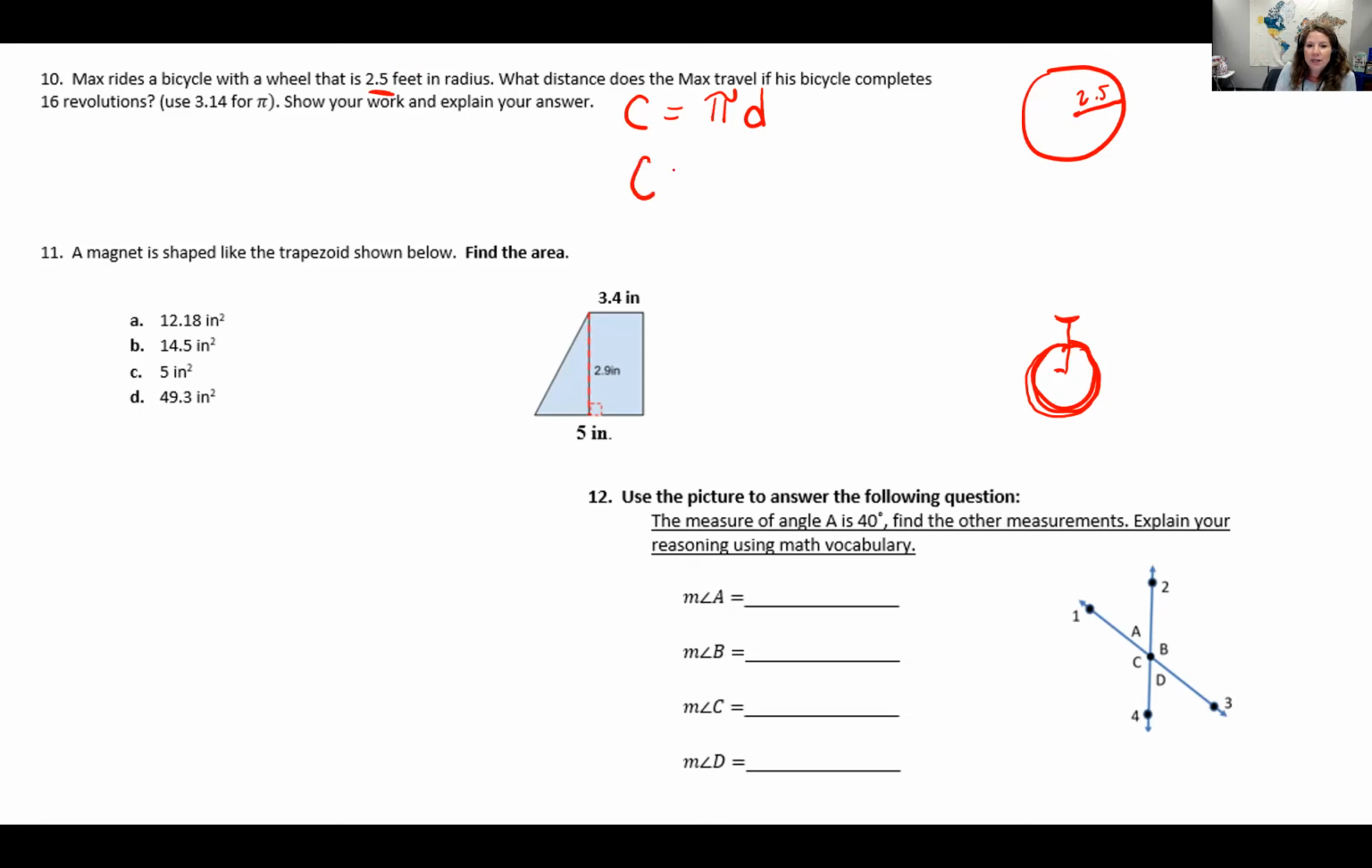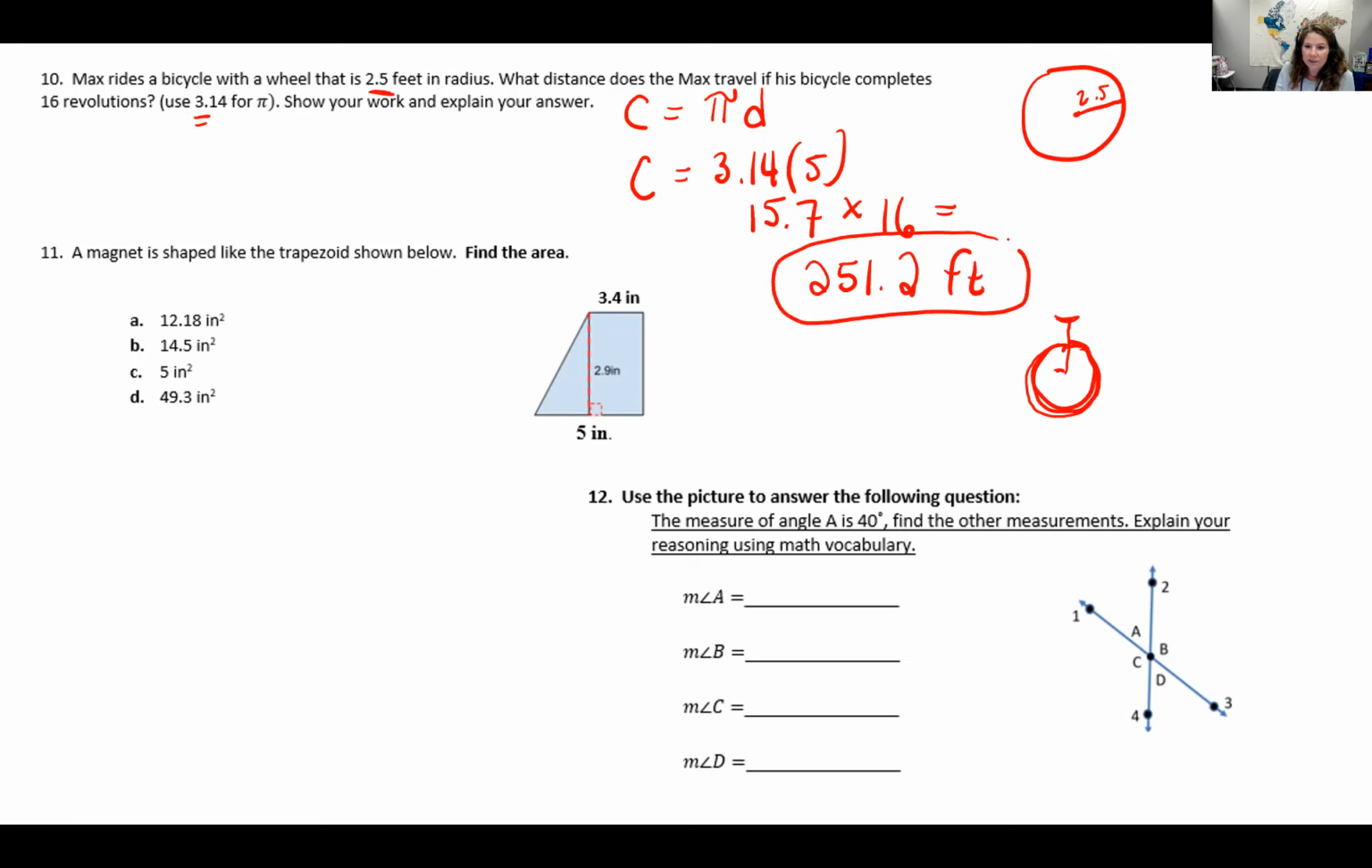So I'm going to plug in what I know. Well, I know I'm going to use 3.14 for pi, and I'm going to multiply that by 5 because that is the diameter. And when I do the math, I get 15.7, but that's only for one revolution, right? I want to know, what if we go 16 revolutions? That is a total of 251.2 feet. That's how far Max will travel on his unicycle.